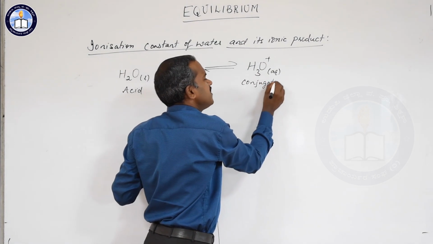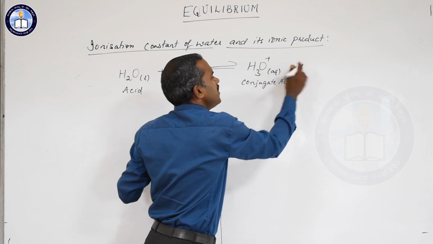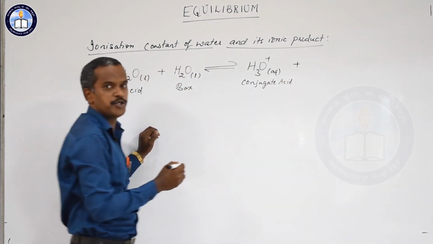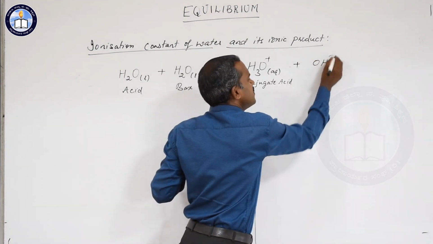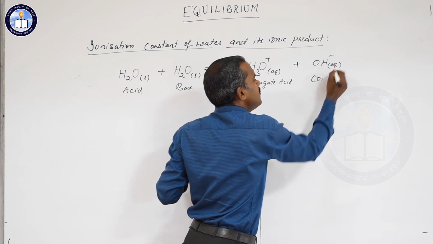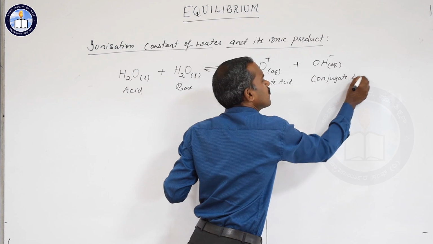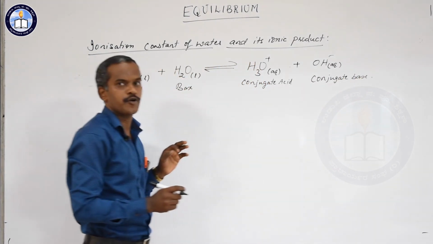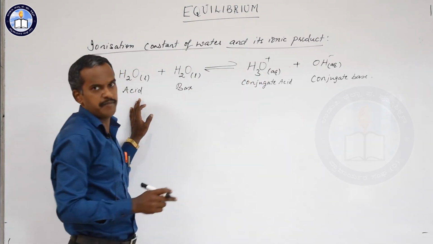I hope you are understanding. It's a conjugate acid, and the one which loses H plus now becomes a conjugate base. The left out is OH minus, which is also in the aqueous form. It is a conjugate base. So there is an equilibrium between water and its conjugate acid and base.